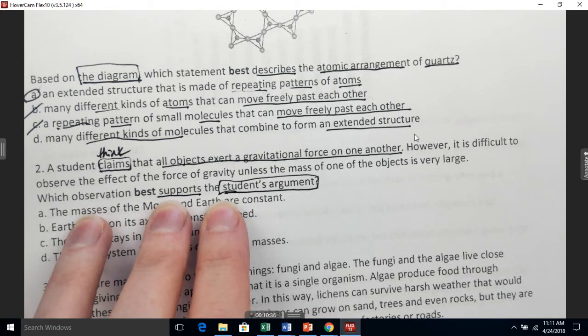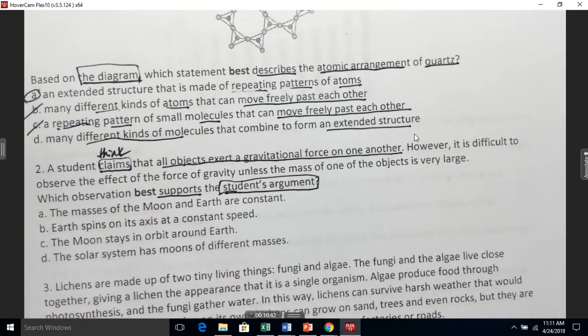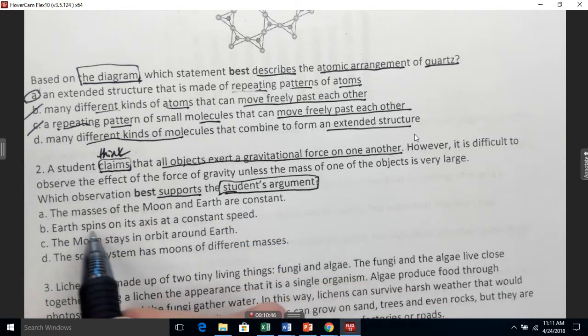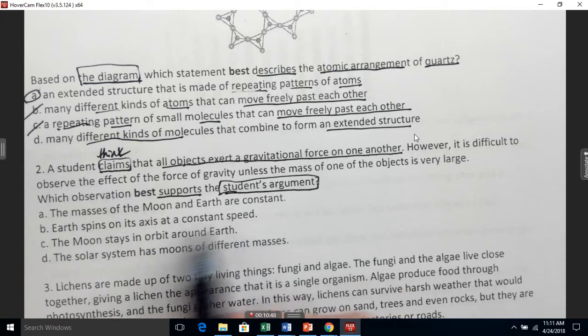When I read the choices, Amelia, what am I looking for? The wrong answer. Pay attention. The masses of the moon and earth are constant. Earth spins on its axis at a constant speed. The moon stays in orbit around earth. The solar system has moons of different masses. Which one does not support all objects exert a gravitational force on one another? We're not even talking about the solar system.